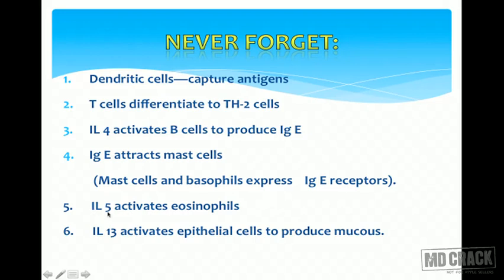Interleukin 5 and interleukin 13 are again liberated by the activated T lymphocytes. Interleukin 5 is very important for activation of the eosinophils. Interleukin 13 activates both the epithelial cells as well as the eosinophils, and it produces a huge amount of mucus. This mucus can form mucus plugs, and that can block the airways.